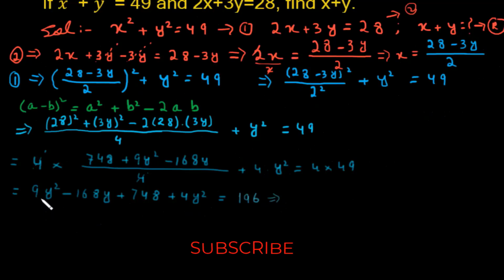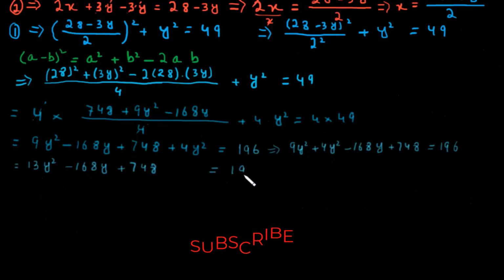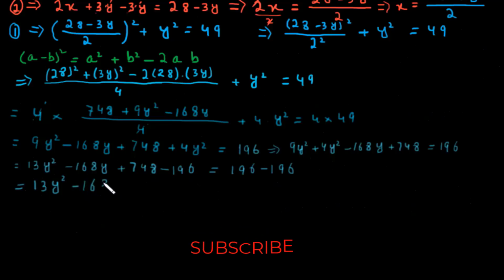and when this 4 is multiplied with 49, this will give us 196. Writing the like elements together, I will get 9y squared plus 4y squared minus 168y plus 784 is equal to 196. This will give us 13y squared minus 168y plus 784 is equal to 196. Now subtracting 196 from both sides, this will give us 13y squared minus 168y plus, when 196 is subtracted from 784, I will get 588, is equal to 0.